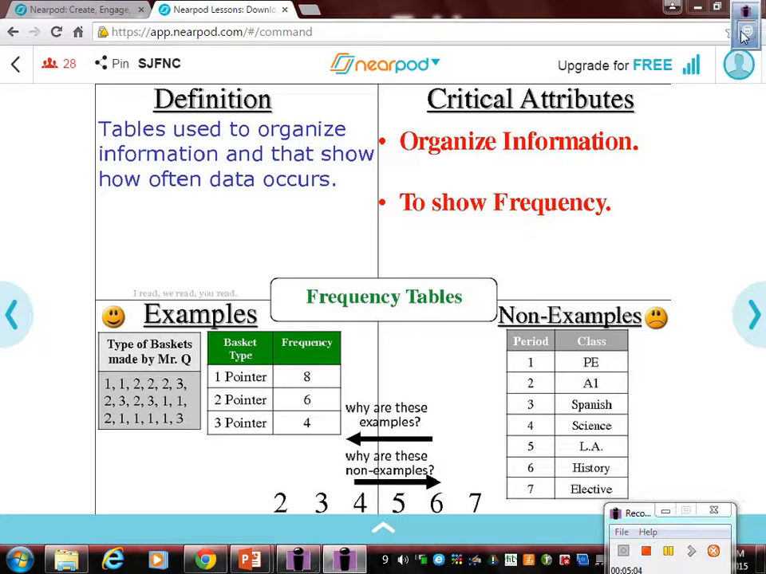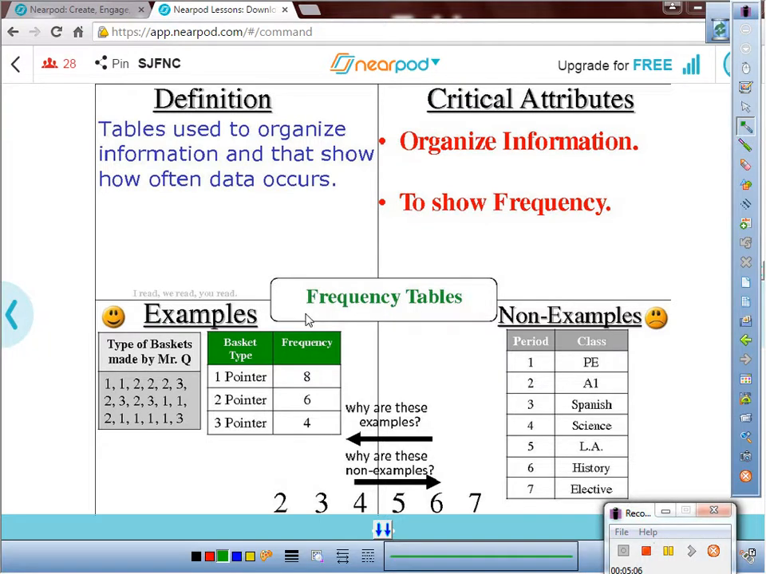Okay. As you're finishing up, really quick, the definition says tables used to organize information that show how often data occurs. So I'm going to circle with green how often data occurs, those of you that have your colored pens. And I want you to point that to frequency. That's what frequency means: how often something occurs. So if I was to say, how frequently do you clean your room? Every day, right? Yeah, as soon as you are done with your homework, you get to cleaning your room.